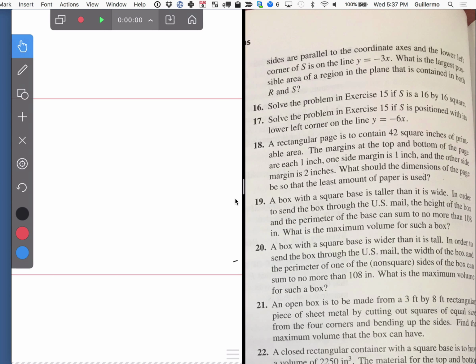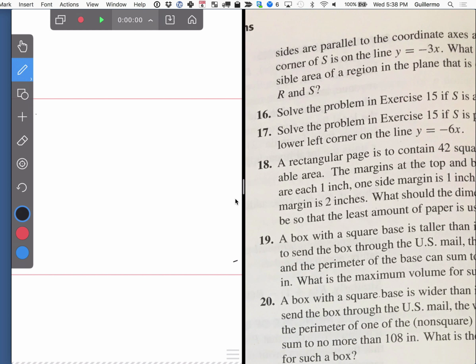Okay. So, let's see here. So we're gonna do problem 18. I'll erase that. Okay. So what's the first thing we do? Draw a picture. Okay. All right. So can you guys read that? Is that big enough?